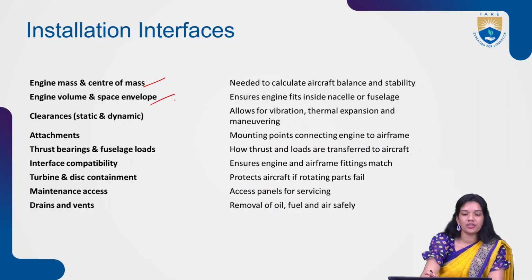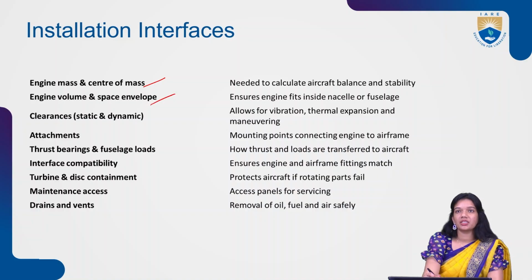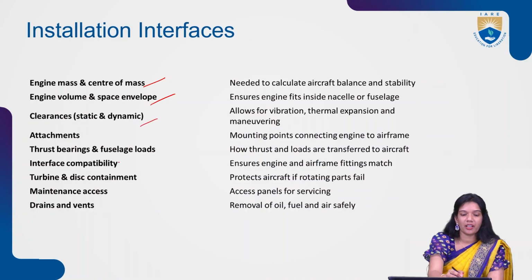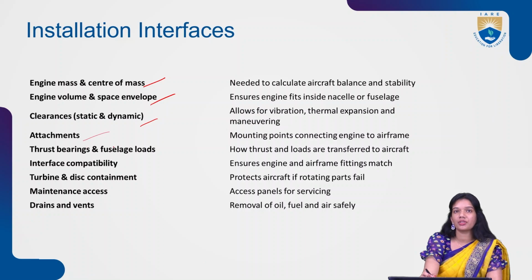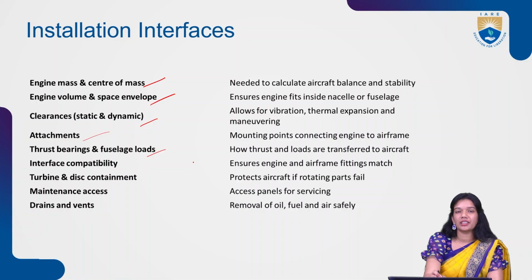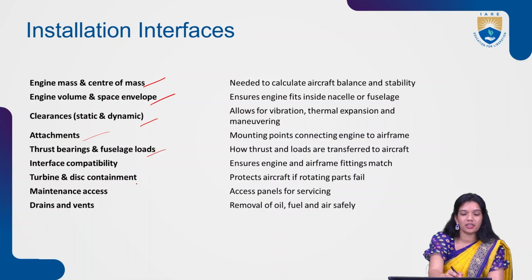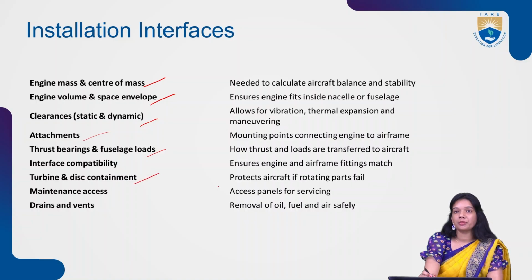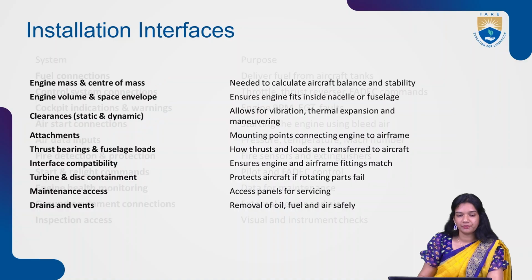Then there is the engine volume and space envelope. It ensures that the engine is going to fit inside the nacelle or fuselage properly, with the clearances, static and dynamic, and there are different attachments connecting the engine to the airframe, the thrust bearings and fuselage loads, and the interface compatibility. It also protects the aircraft if rotating parts fail, such as turbine containment. And there are some maintenance access and vents. Vents are used for pump fed systems or gravity fed systems for the fuel aircraft.